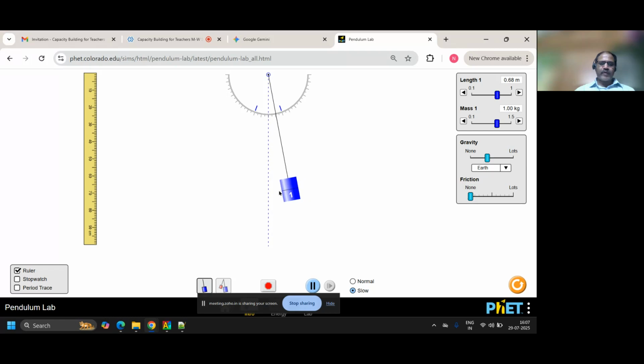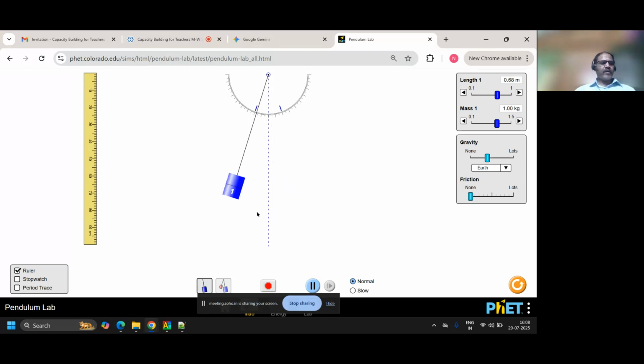Now it starts moving. When it reaches this lowermost point, it also has kinetic energy. Kinetic energy will be the peak here. Here the kinetic energy is low. Here the kinetic energy is peak. Again it goes to low. So this is how the pendulum keeps oscillating. Now let me make it normal and it is swinging like this.